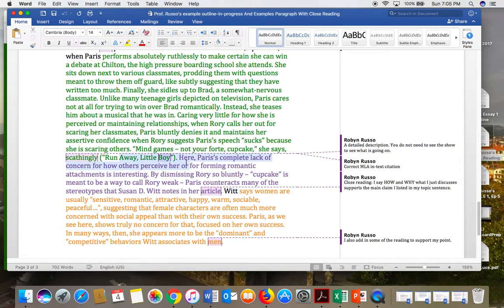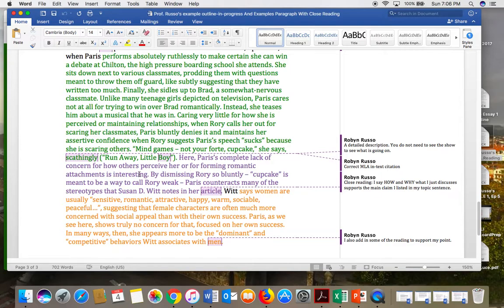So right there, as we're going from my correct MLA citation, which would be the title of the episode, to this part that's in purple, that's where I'm really taking this evidence and I am doing the close reading. I'm saying how and why what I just discussed supports the main claim I listed in my topic sentence. So here, Paris's complete lack of concern for how others perceive her or for forming romantic attachments is interesting. By dismissing Rory so bluntly, cupcake is meant to be a way to call Rory weak.